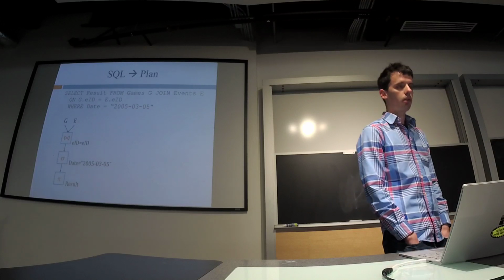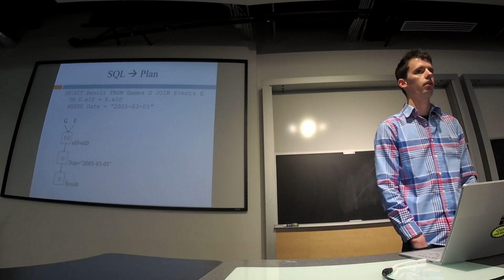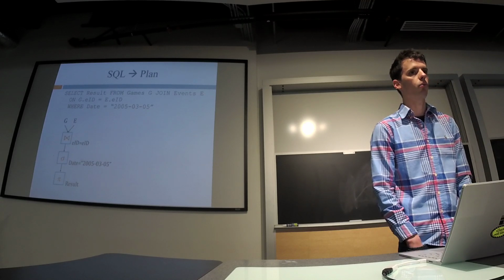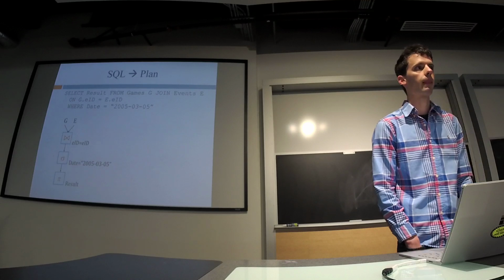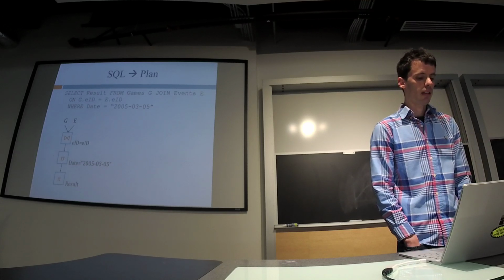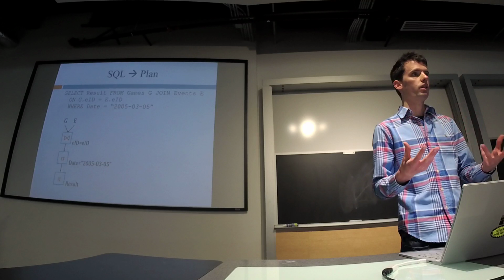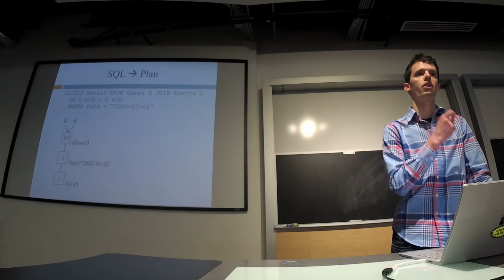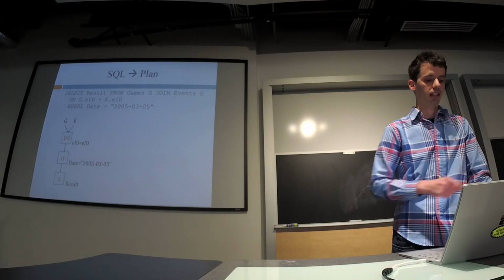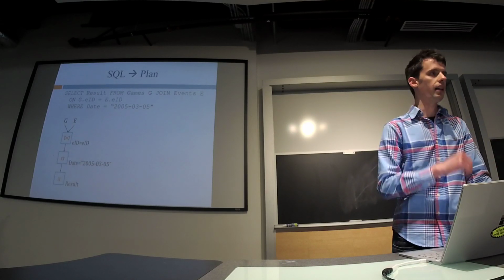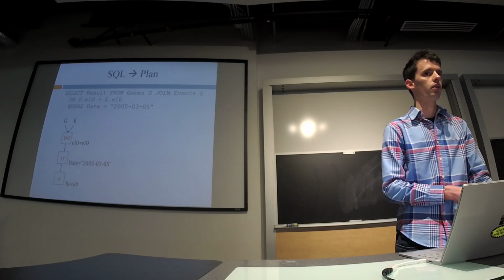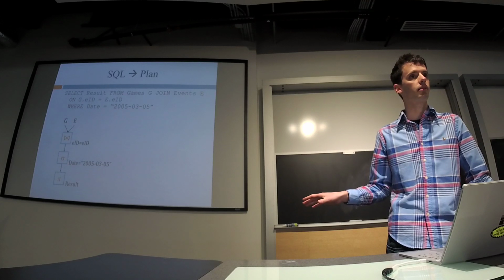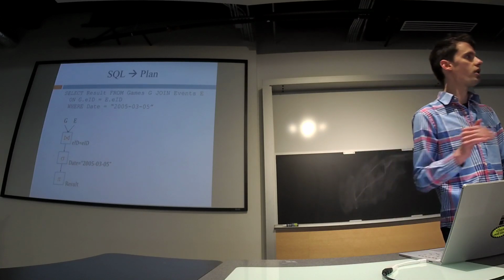So here is one possible plan. You take games and events and join them together based on that EID column. Okay, then you feed that temporary result, that'll be a new temporary table, into a selection. Remember, a relational algebra selection is a filter for that date. And then you feed that into the project to take the result out. So this is good in that it's doing the projection last. You usually want to do projection last.